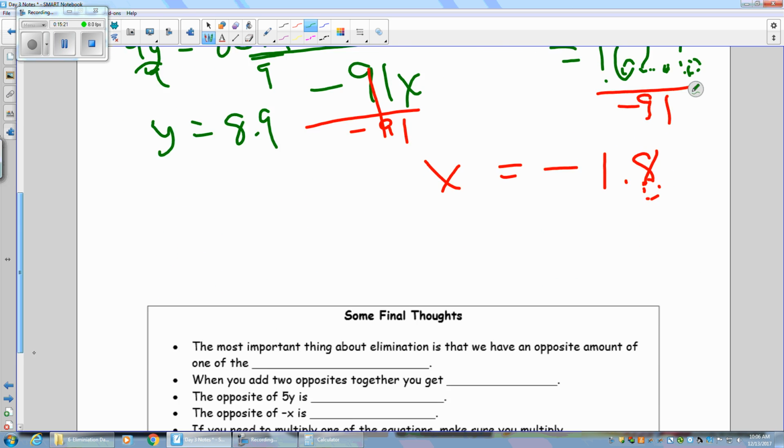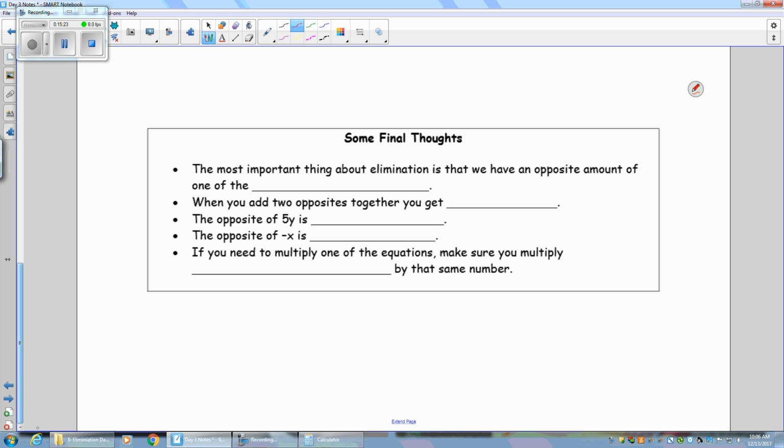All right, so let's take a look at some final thoughts, and then we're done with these notes finally. Most important thing about elimination is that we have an opposite amount of one of the variables. When you add your two opposites together, you get 0. The opposite of 5y is negative 5y. The opposite of negative x is just positive x. And if you need to multiply one of the equations, make sure you multiply everything by that number. All right, guys, thank you so much for watching.